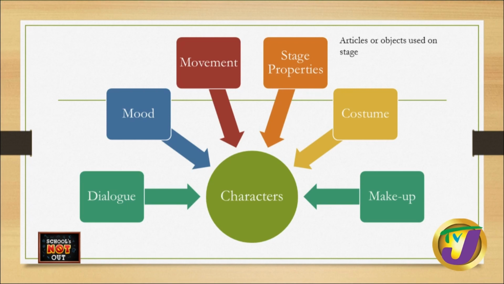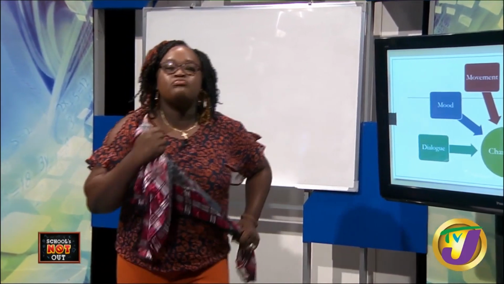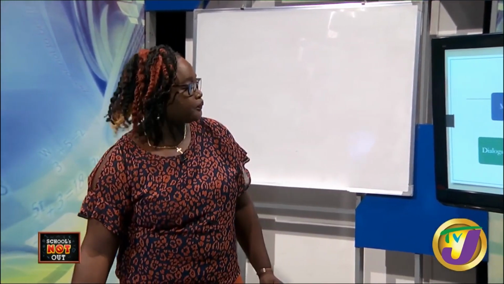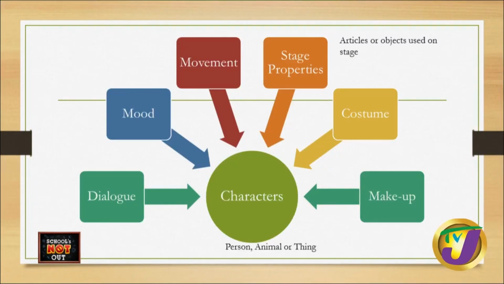And so, you see her movement? Miss Aggie's movement was very swift because of her mood. All right. So we have characters. So you have a definition. A character is a person, animal, or thing in the story.